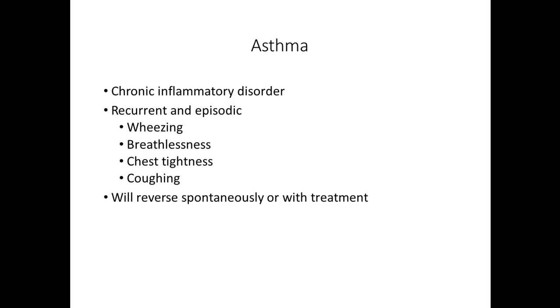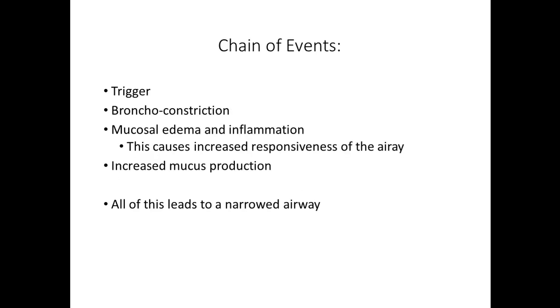All right. So what happens with asthma? You're going to see a trigger. They might be around cigarette smoke. They might be around perfume. They might be around something that is their trigger. They're going to have bronchoconstriction.